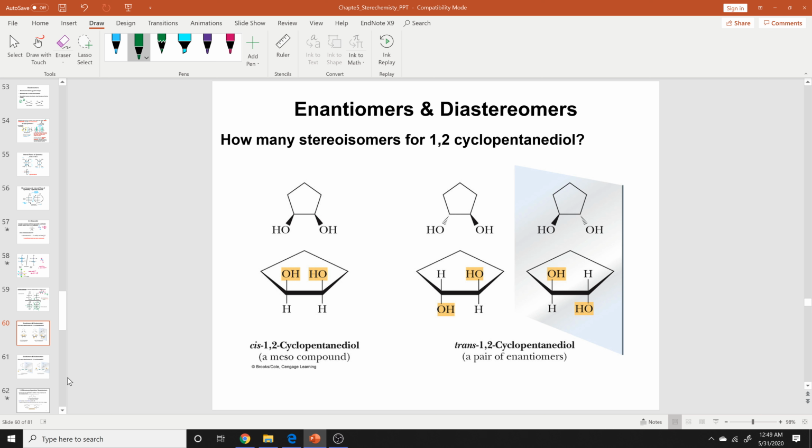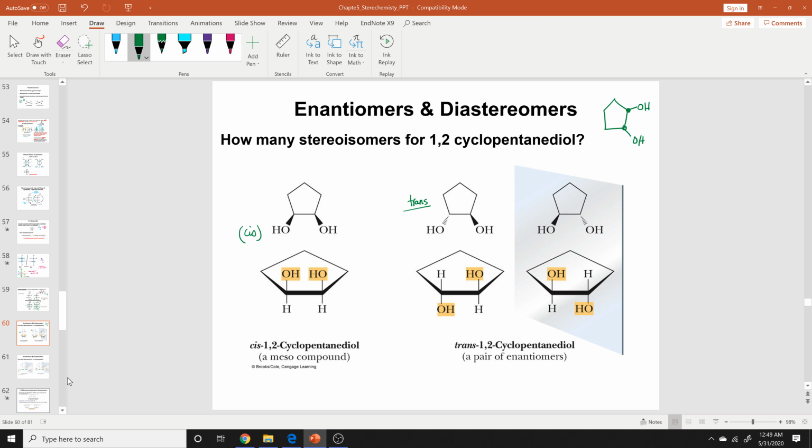So let's have more examples now. We have cyclic compounds. How many stereoisomers for 1,2-cyclopentane diol? Cyclopentane diol is this. I did not specify. Remember, when we have cycles that have 2 substituents on them, you're going to end up having the cis and the trans. I didn't specify cis and trans, so you have to consider both. We're going to consider the cis first, and then the trans. How many chiral centers does 1,2-cyclopentane diol have?